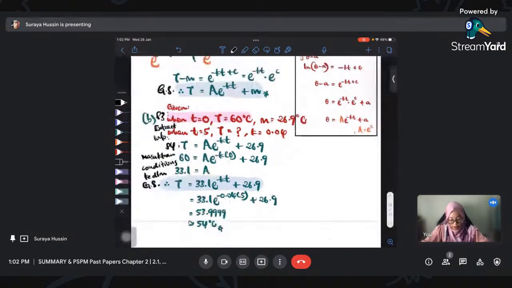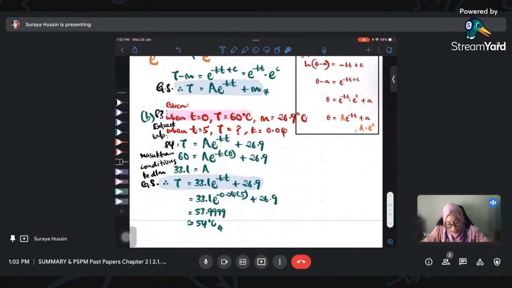That's how you do it. You know, your general solution is very important, and because you will use it. Sebab tu general solution ni kena betul. Kalau salah, habis semua salah. So you will use the general solution, and you will use the first condition. You will use these two. Okay, step ni mesti sama untuk semua soalan. You jangan takut.